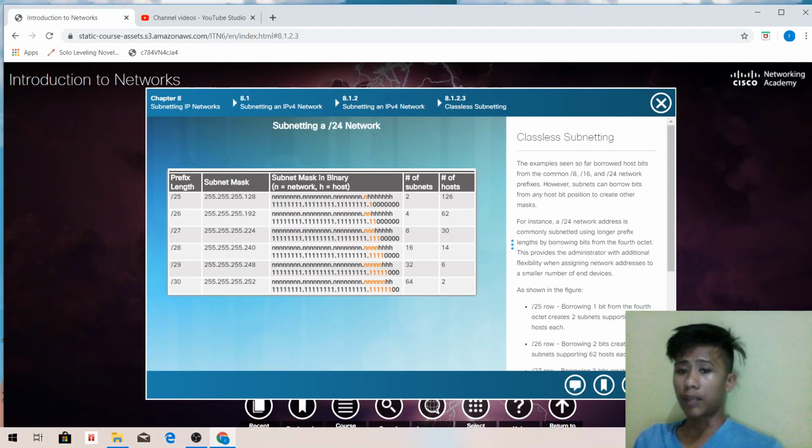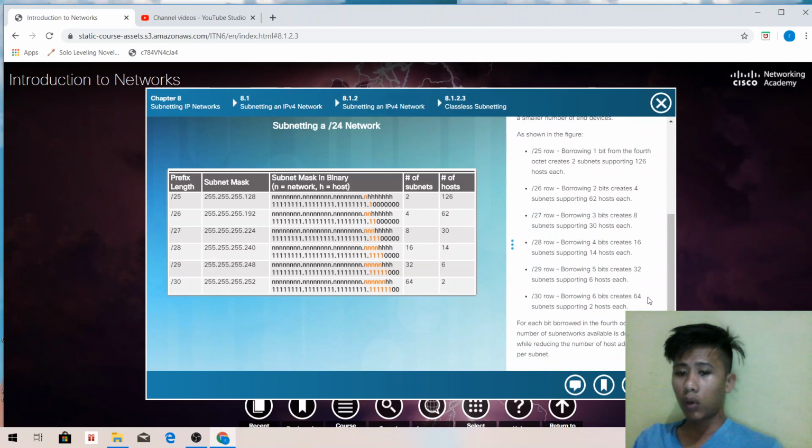Classless subnetting. For each bit borrowed in the host portion's octet, the number of subnets available is doubled, while reducing the number of host addresses per subnet.